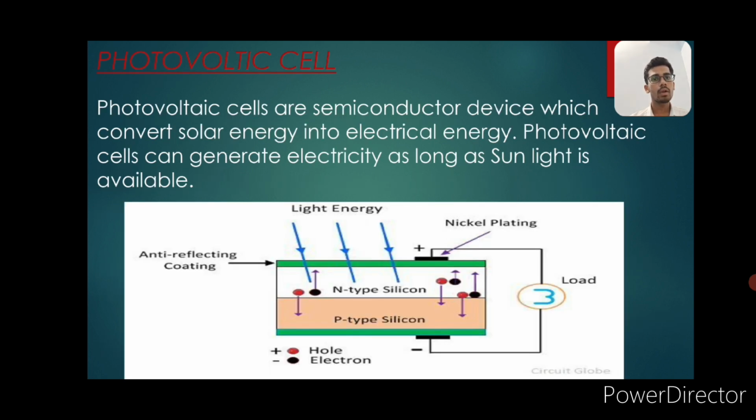Next, the photovoltaic cell. Photovoltaic cells are semiconducting devices which convert solar energy into electrical energy. Photovoltaic cells can generate electricity as long as sunlight is available. In this diagram, N-type silicon and P-type silicon are shown; the red marks denote holes and the black dots denote electrons.